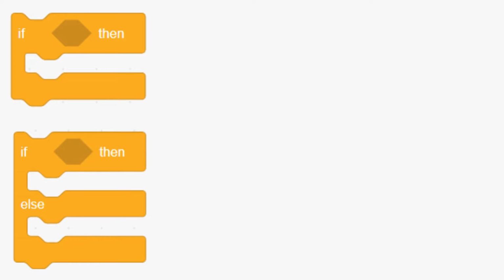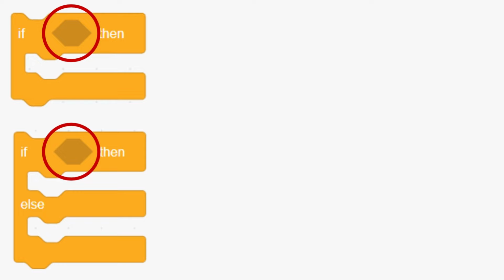Sometimes, we have to choose. For example, if the weather is sunny, we will play before eating. Something like this in coding is called conditional or branching, and it's in the orange control block. There are two types of branching blocks, namely, if and if else.